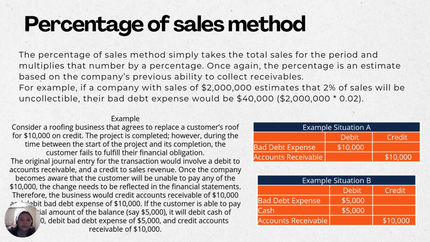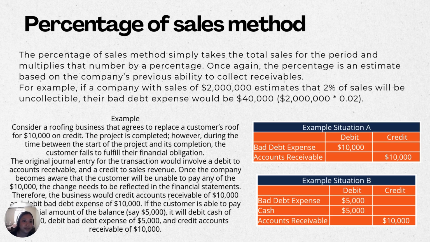For example, if a company with sales of $2 million estimates that 2% of sales will not be collected, their bad debts expense would be $40,000. How did we arrive at $40,000? Simply, we multiply $2 million by the percentage of the sales that will not be collected, which is 2%. So $2 million multiplied by 2% is $40,000.